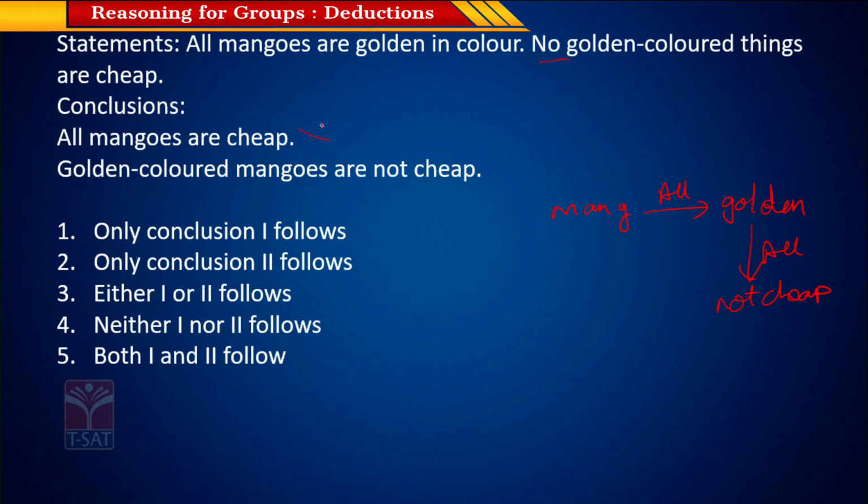So this is the opposite of that. So first conclusion is not correct. And the second conclusion, that golden colored mangoes are not cheap, is correct. So mangoes are golden, so that's a redundant statement, but still it is true. So golden colored mangoes are not cheap. So the option is only conclusion 2 follows the statements. Let's look at the next question now.